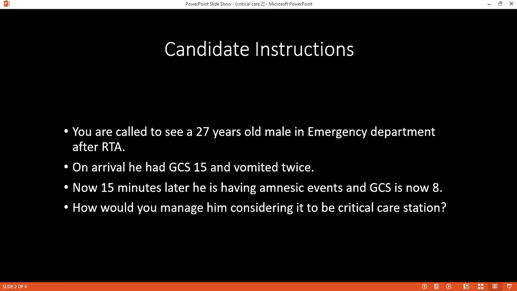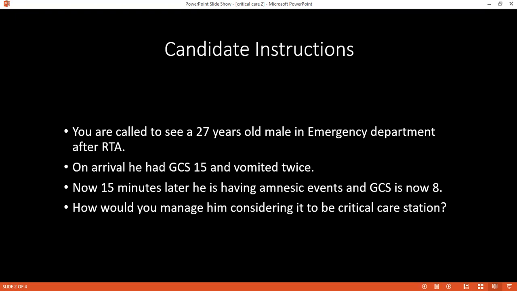You said you will intubate the patient. How would you place the patient on intubation? What would you keep in your mind? What would be the settings of the ventilator? How would you do it? What is your aim? What are you trying to achieve out of it?